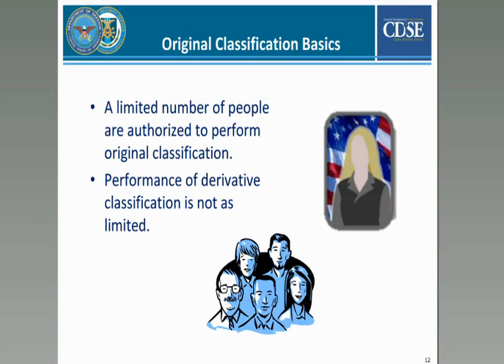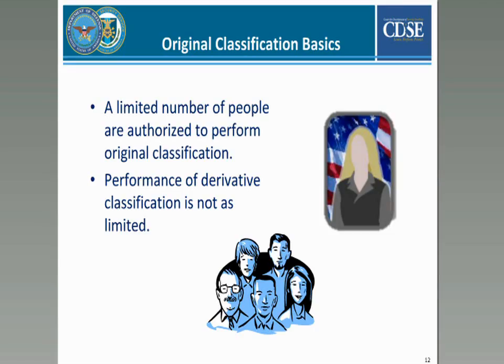In fact, only a limited number of people are authorized to perform original classification. These individuals must follow a specific process when doing so to ensure the classification is appropriate and reasonable. An individual who is authorized to perform original classification duties is referred to as an original classification authority, or an OCA.